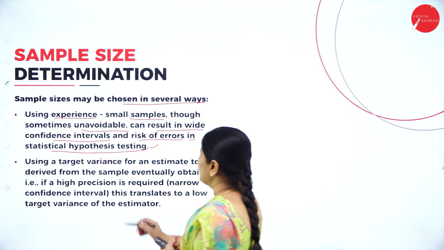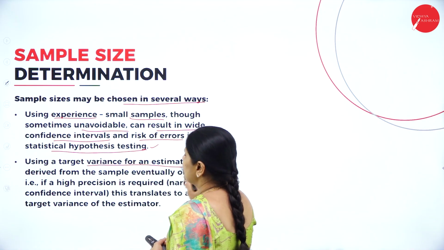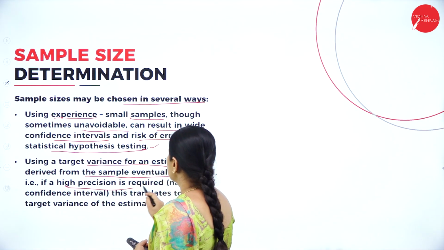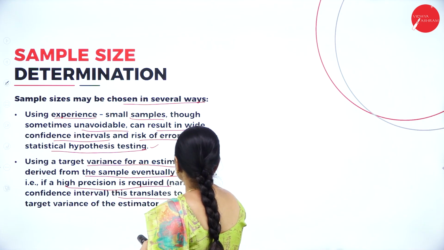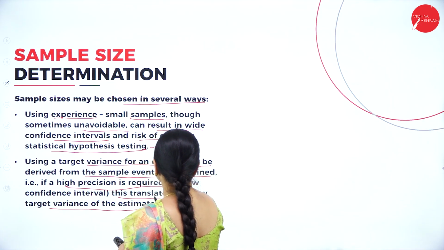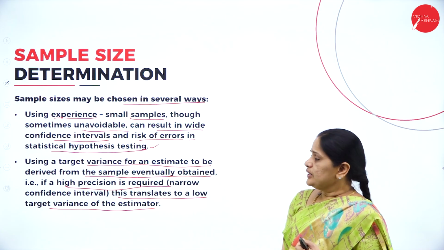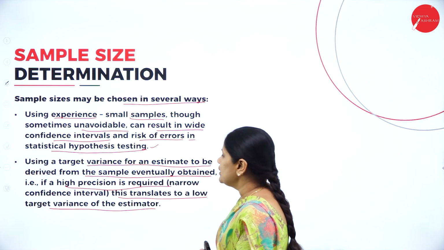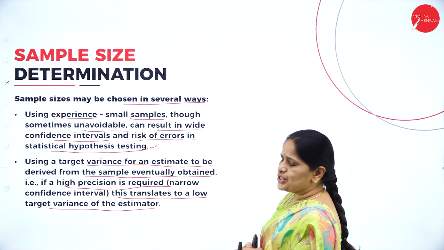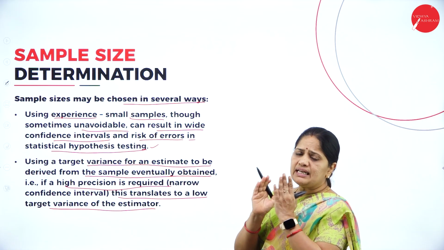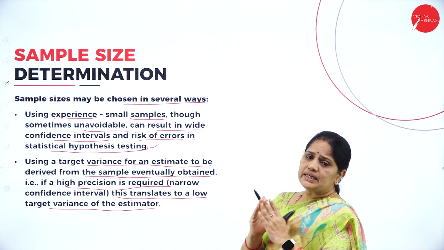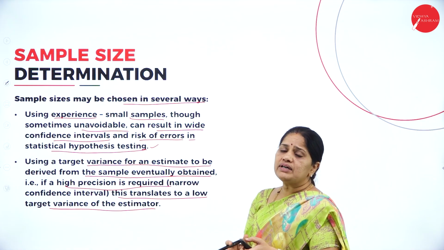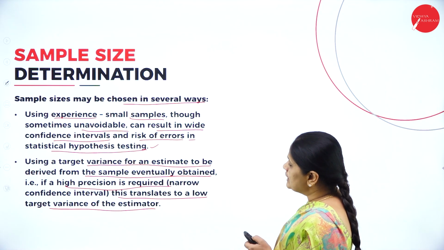Then, using a target variance for an estimate to be derived from the sample eventually obtained, a high precision is required. This translates to a low target variance of the estimator. Suppose you need a highly precise result from the research you are doing, then you should see that you have a sizable sample size.